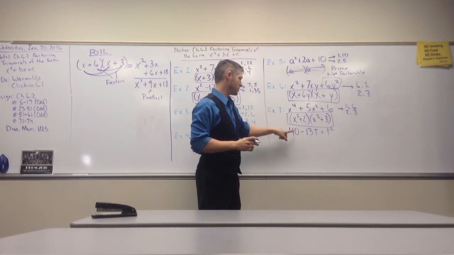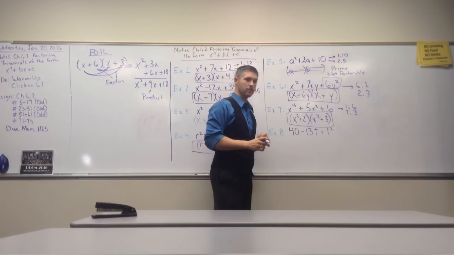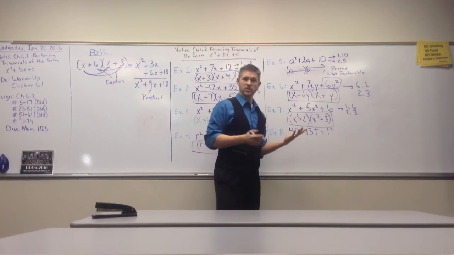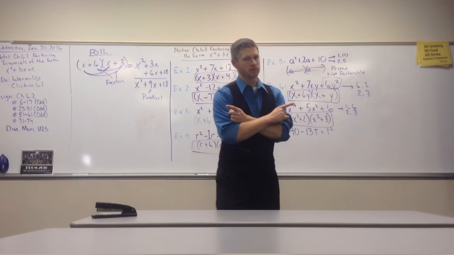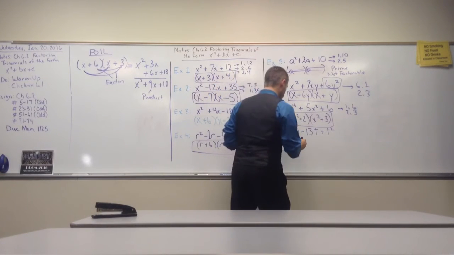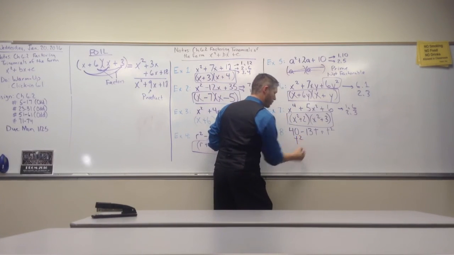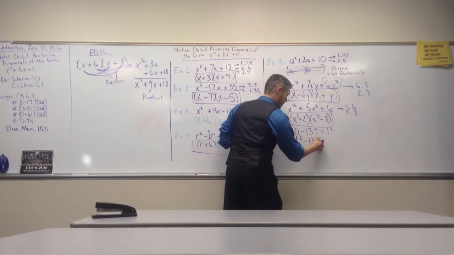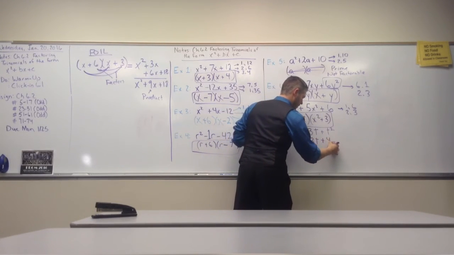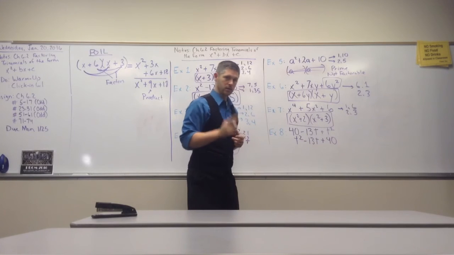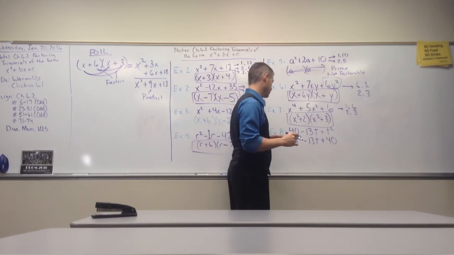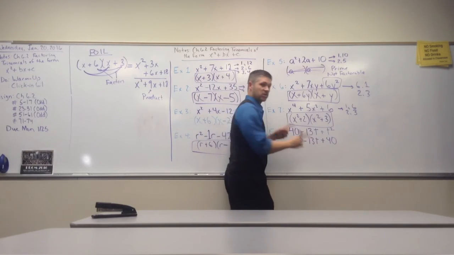If you have one that's written backwards, so you have 40 minus 13t plus t squared, the only difference in this one is everything's written backwards. It's not standard form. What I would recommend is writing that in standard form first: t squared minus 13t plus 40. Okay? Hope you can tell the t's and pluses apart.